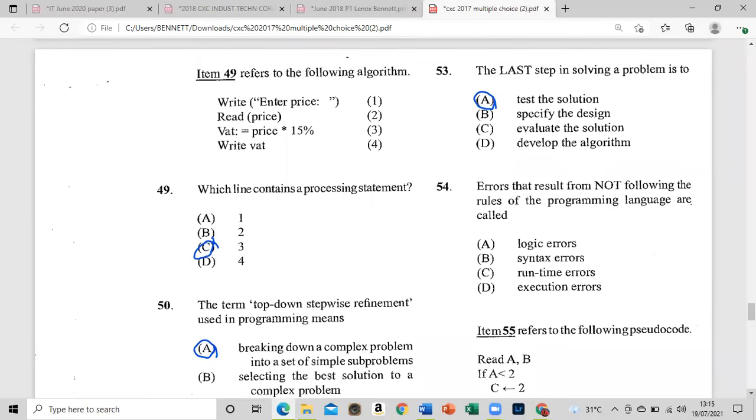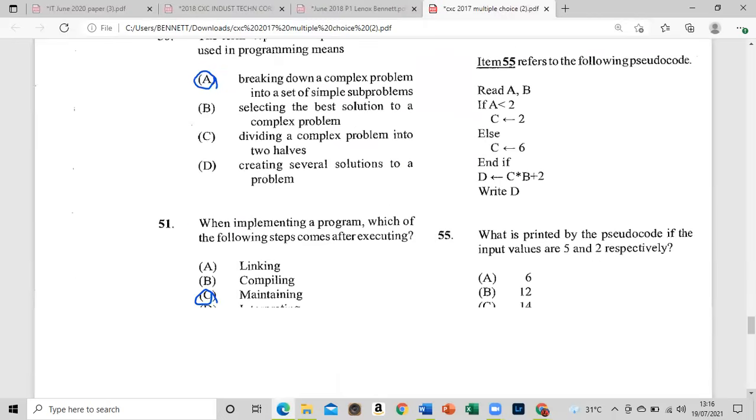Initiation. All right. Errors that result from not following the rules of programming language are called, is it A, logic errors? Is it B, syntax errors? Is it C, runtime error? Or is it D, execution errors? And that is, let's get rid of the numbers, syntax errors. So 54 would be B. Let's move on to 55.